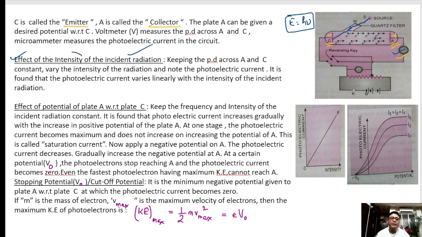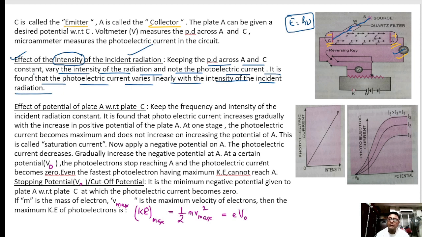What is the effect of intensity of the incident radiation? Keeping the potential difference across A and C constant, if we vary the incident intensity of the radiations, watch here, what is happening? Photoelectric current varies linearly with the intensity of the incident radiation.